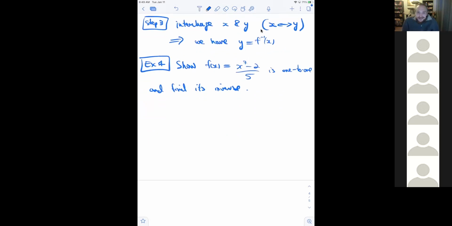Notice that the algebraic operations I use to show that the function is one-to-one are identical to the algebraic operations I do to solve for the inverse.